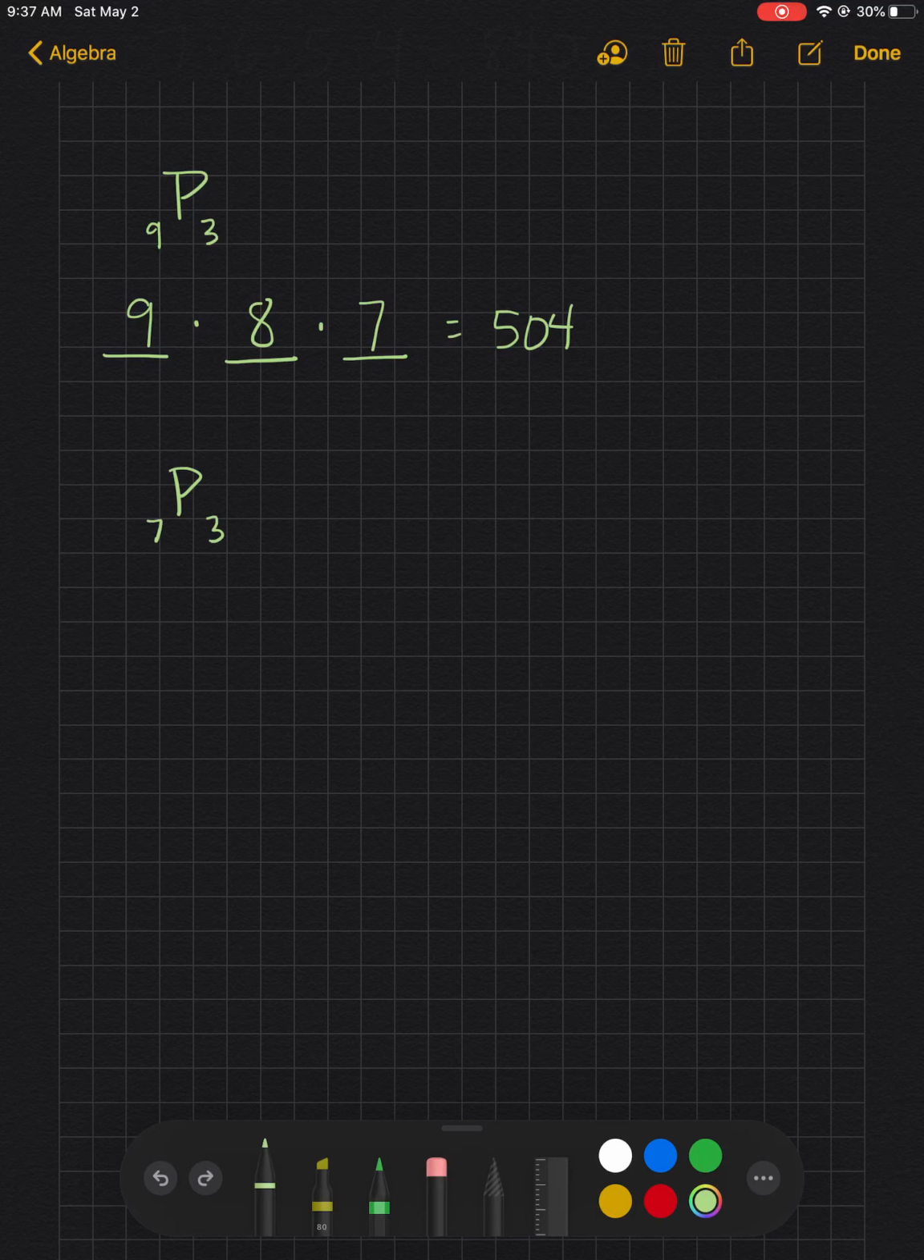All right. Then we've got 5 things taken 2 at a time. So we start with 5. Then we've got 4 choices for the second one. That leaves us 20 different ways that we can arrange 5 things 2 at a time. That's how I have to look at this. 5 things 2 at a time. 7 things 3 at a time.